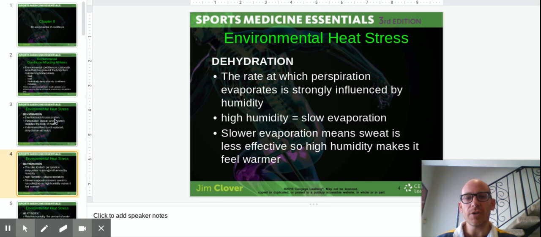If we have high humidity and that slower evaporation, that makes the sweat less effective. The sweat just pools on your skin and doesn't evaporate, so it's not using that body heat to change state. It's basically due to the relative humidity, the difference between your skin and the air. But basically, it makes things feel warmer. The more humid the air is, the hotter it feels.